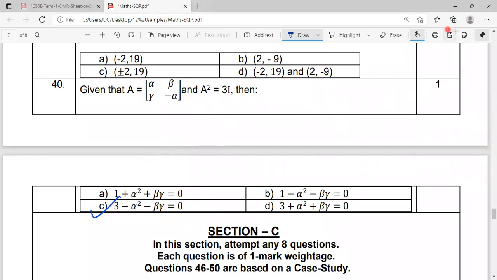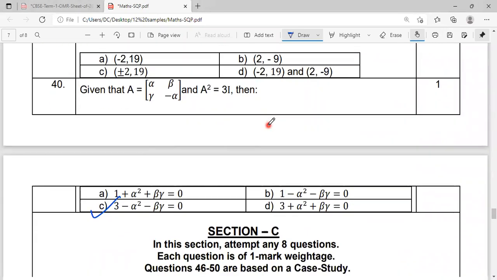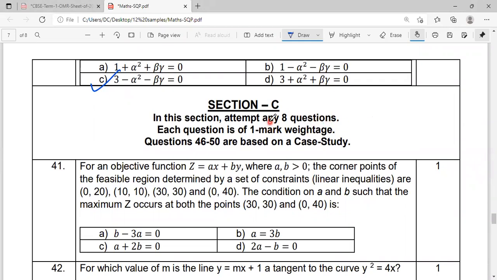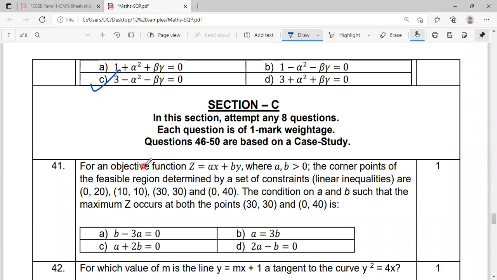So what I would like to mention here is that you have to do only 16 questions. It's okay to leave 4 questions from the section and attempt any 16, because there were 20 questions in each section. In section C, you have to attempt only 8 questions. So let's see which 8 questions you would like to see. For an objective function, the corner points of the feasible region are given. The condition on A and B is such that Z occurs at both points 30, 30 and 0, 40.